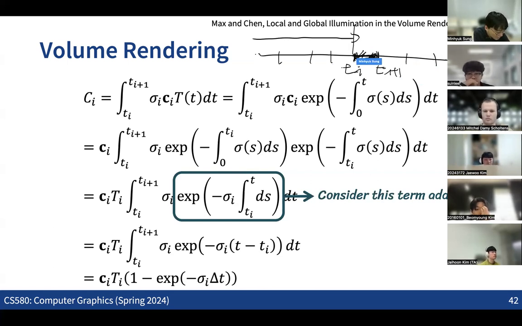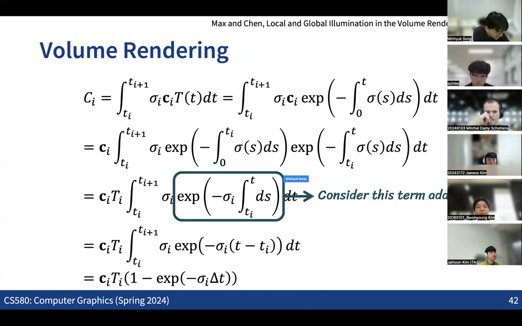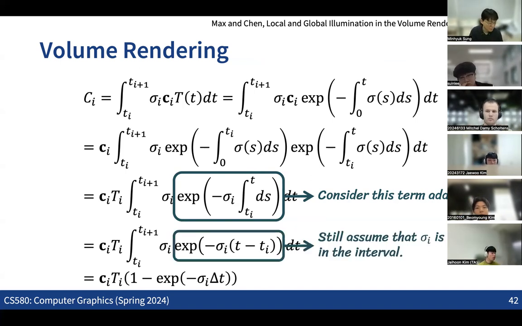But now we want to calculate the transparency until any specific point inside this interval. So this offset region becomes some kind of transparency, this term, from ti to t. So for a more precise calculation, we additionally incorporate the transparency in this term, while still assuming that the opacity is constant in the specific region. This gives us a slightly more precise equation for the same thing.